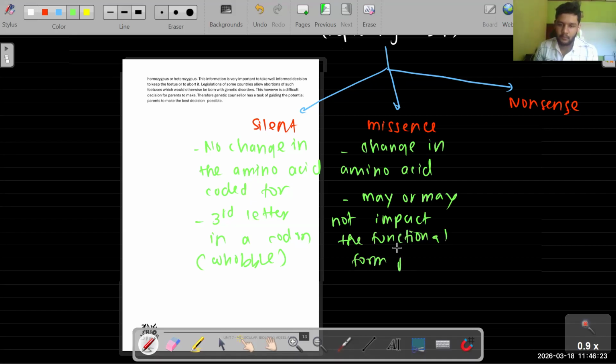What is the functional form of protein? Quaternary structure and tertiary structure. Do you agree with me or not? Functional form of protein, tertiary and quaternary structure of protein. You have studied this under unit number 2. Clear? Am I going fast? No, right? Can you understand this? May or may not have an impact on the functional form of the protein.